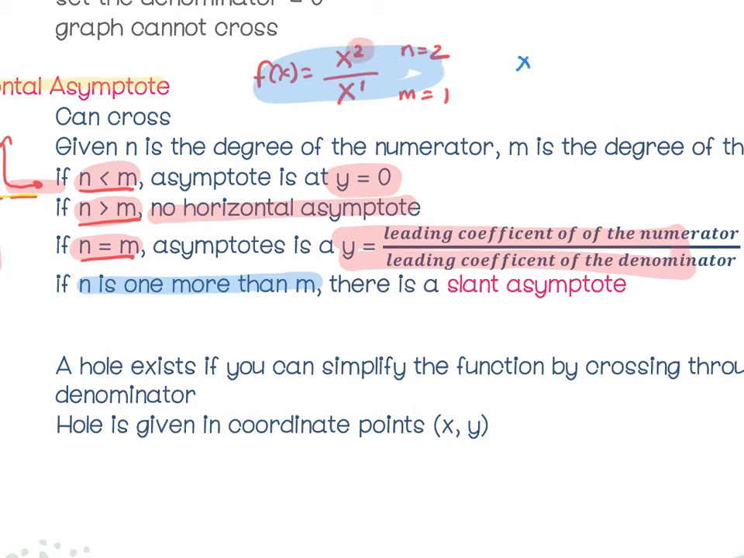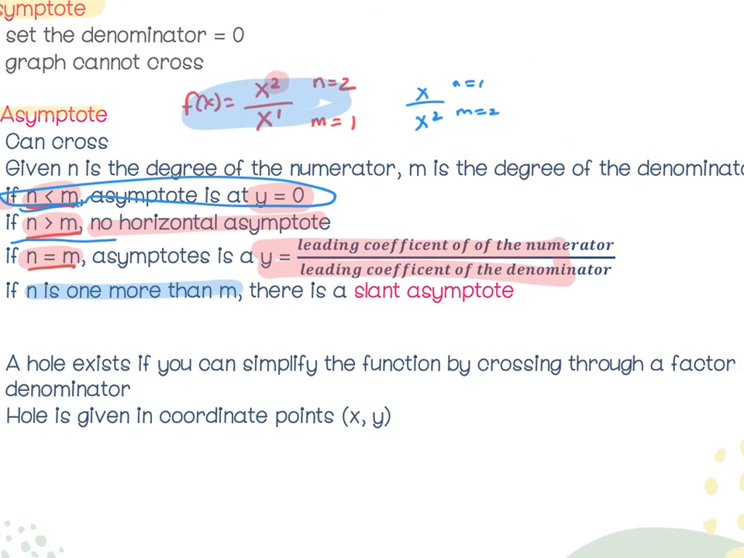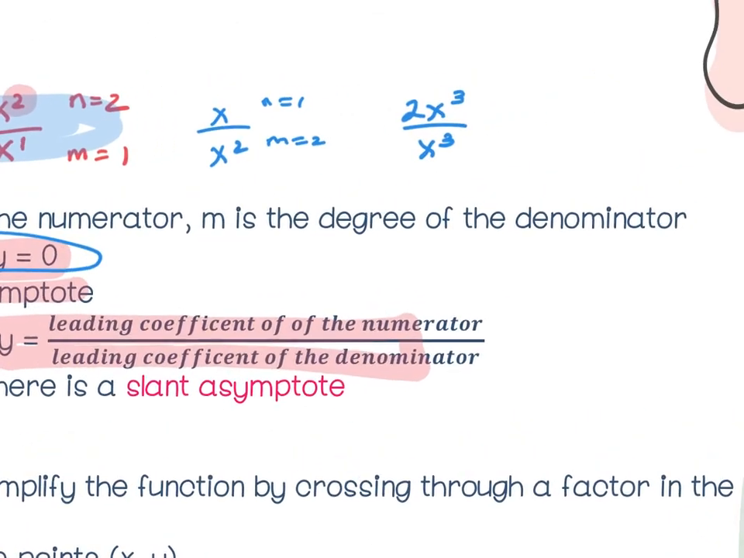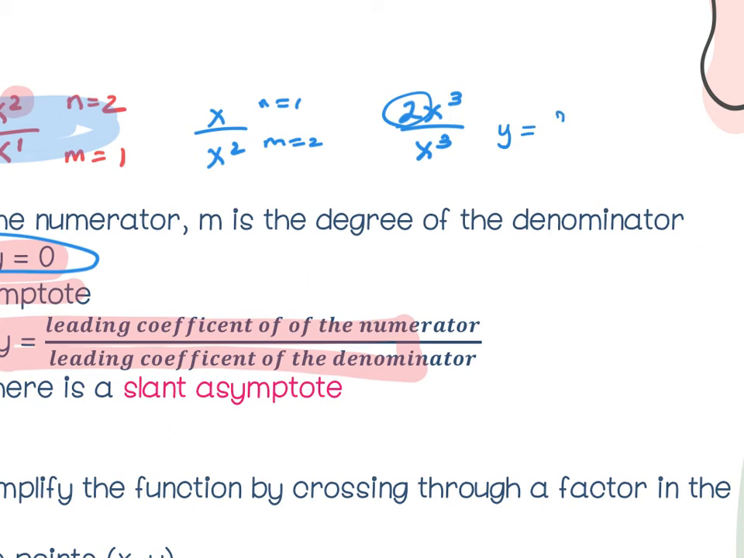If it was reversed, if I had x over x squared, now the n is 1, the m is 2, the n is less than m, so it would be 0. If I had 2x to the third over x to the third, now they're the same. So the leading coefficient in the top is 2. The leading coefficient in the bottom is 1. So it happens at y equals 2. What if there's more than one term? You always look at the highest one.